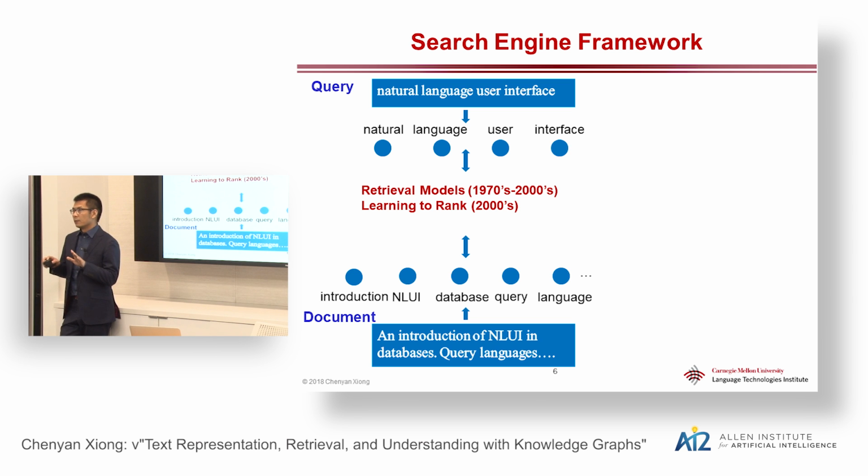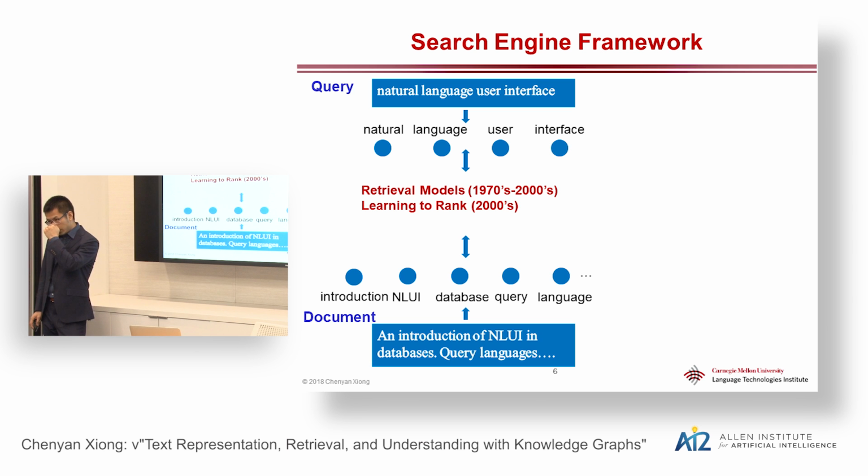So there are mainly 3 signals to use: the term frequency, the frequency of query words appearing in the document; the inverse document frequency, which is how uncommon a query word is. If it's more rare, then maybe it has more weight. And we also have the document length to normalize all these signals.